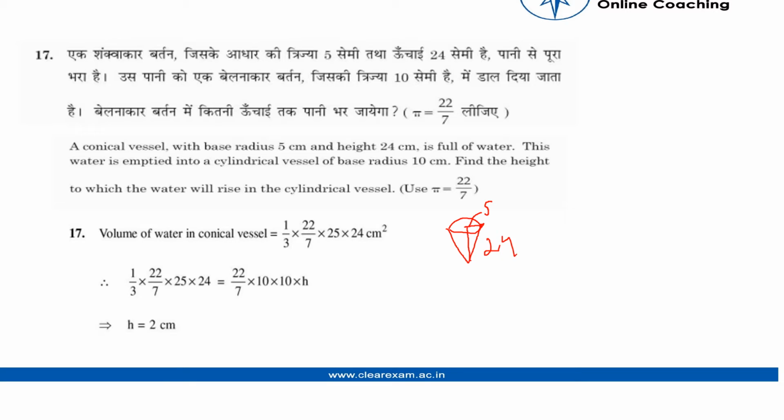And the question says this water is emptied into a cylindrical vessel of base radius 10 cm. It means the water which is in the conical vessel has been transferred into the cylindrical vessel, whose radius is given as 10 centimeter.